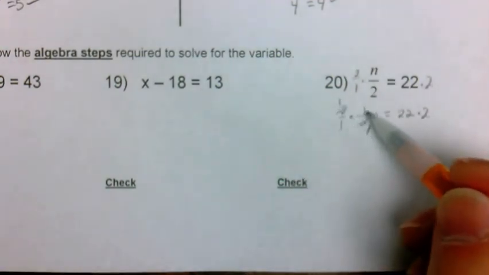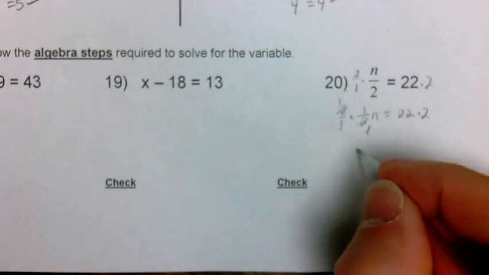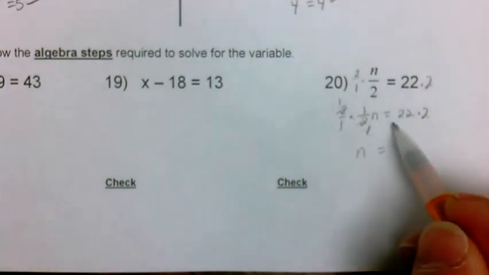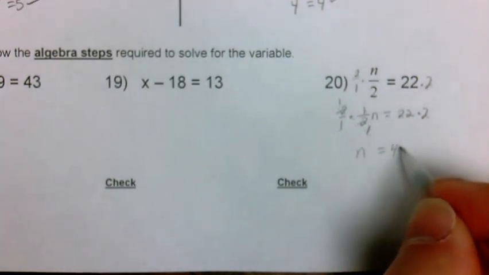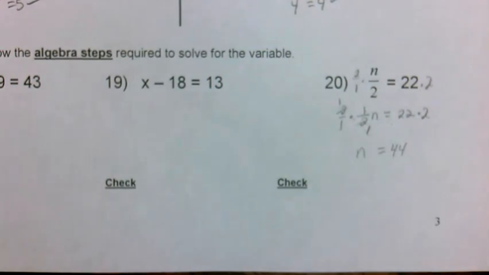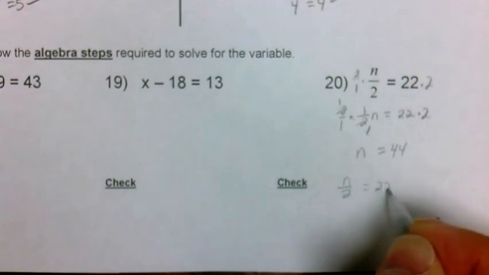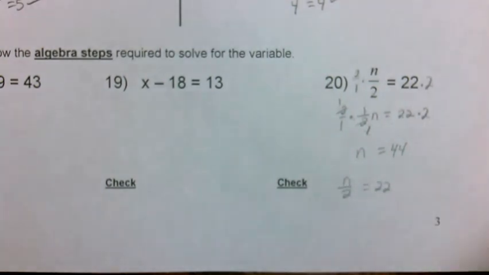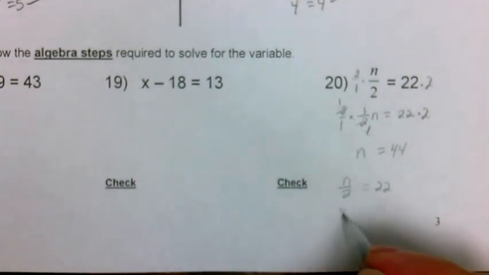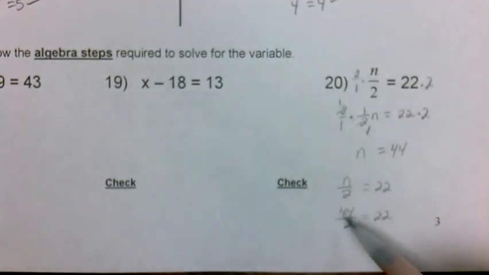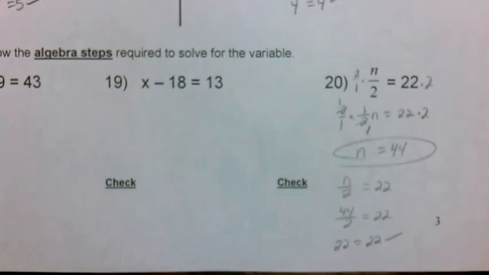So 1 over 1 times 1 over 1 times n, that's our 1n. And it equals 22 times 2, which is 44. Do your check to make sure. It was n divided by 2 equals 22 is the original equation. N we think is 44, so it's 44 divided by 2 equals 22. And if you find half of 44, you do get 22. 22 equals 22. The check worked out. So you know that n's value is 44.